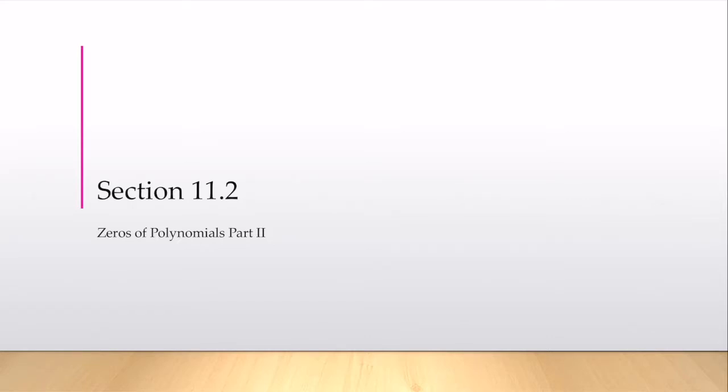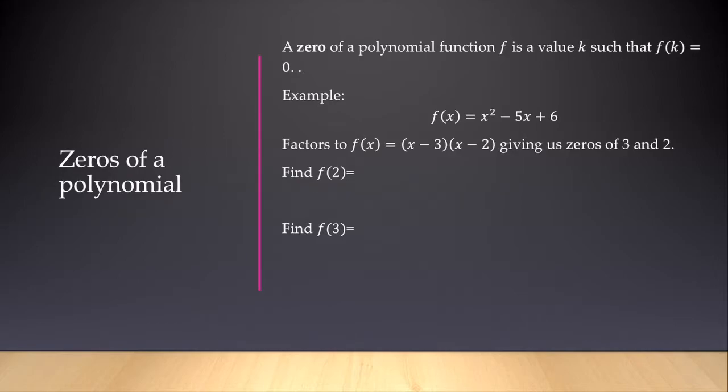Section 11.2 is zeros of polynomials part 2. In the last section we discussed synthetic division. Next we're going to discuss finding zeros of a polynomial and the multiple ways to do that. A zero of a polynomial function f is a value k such that f of k equals 0.